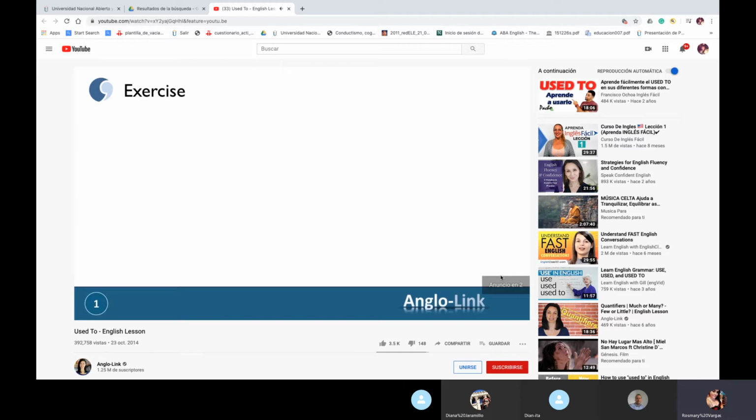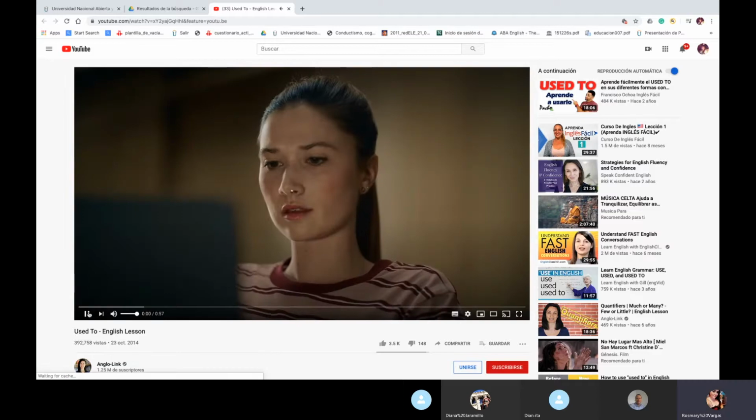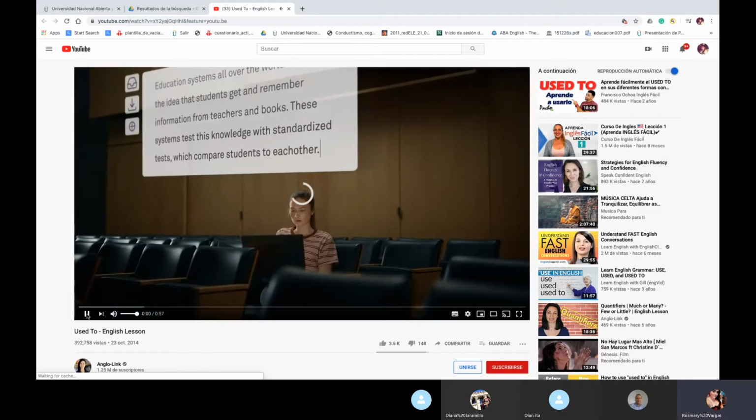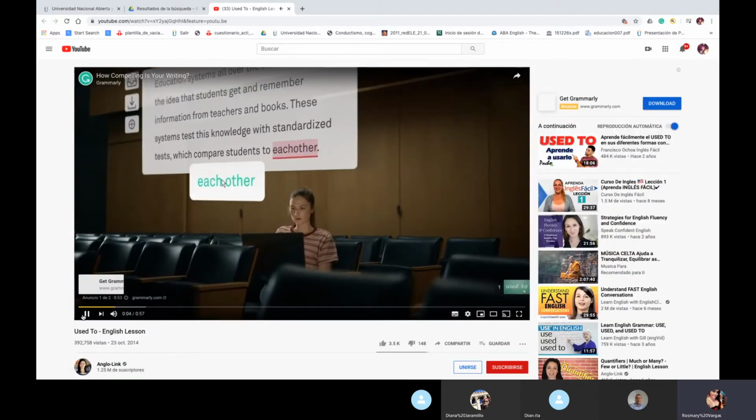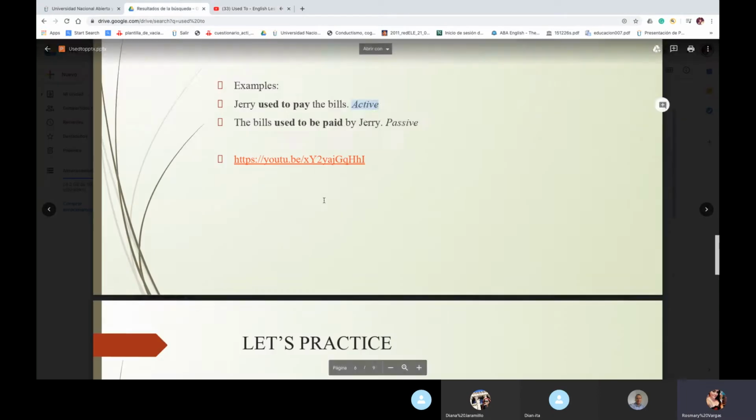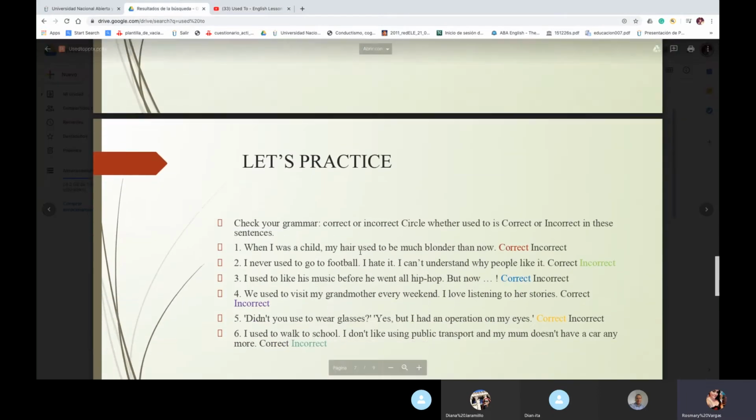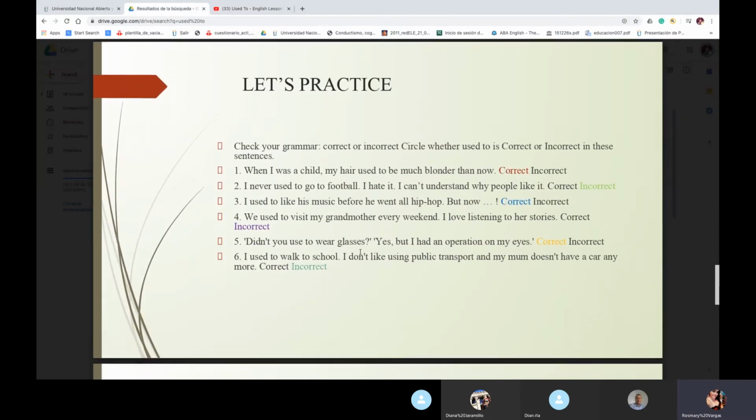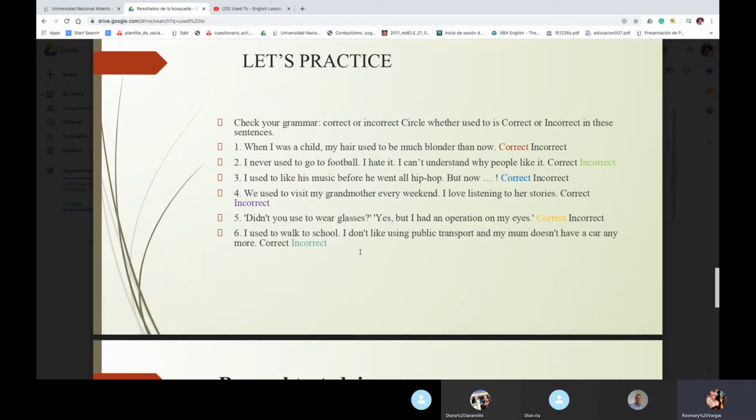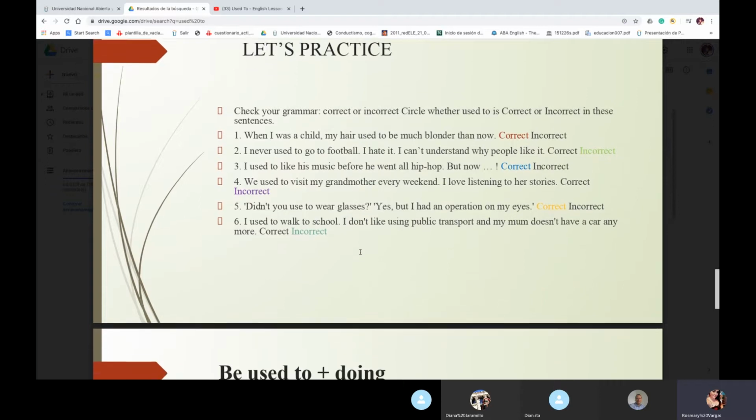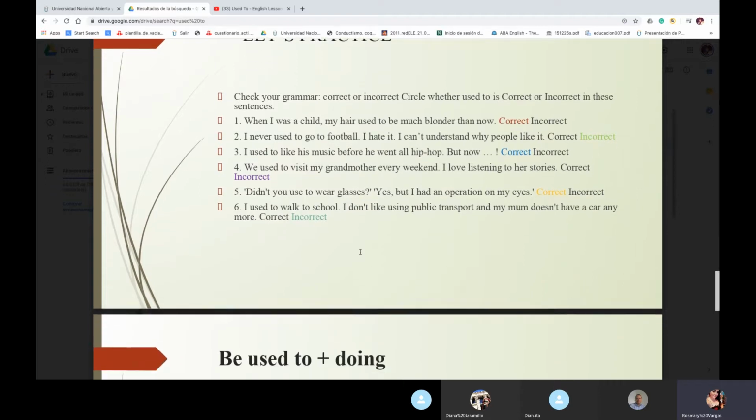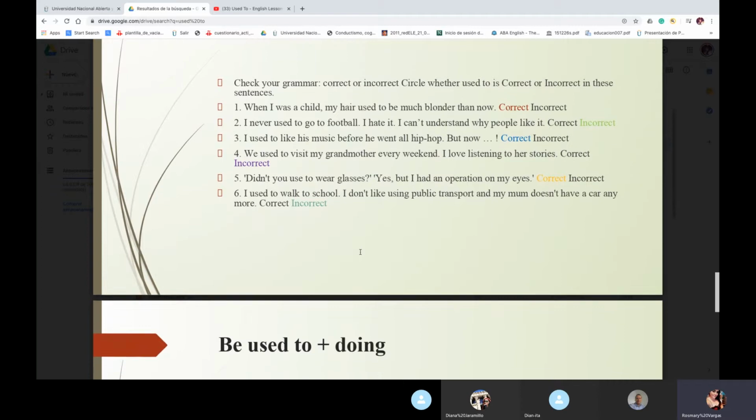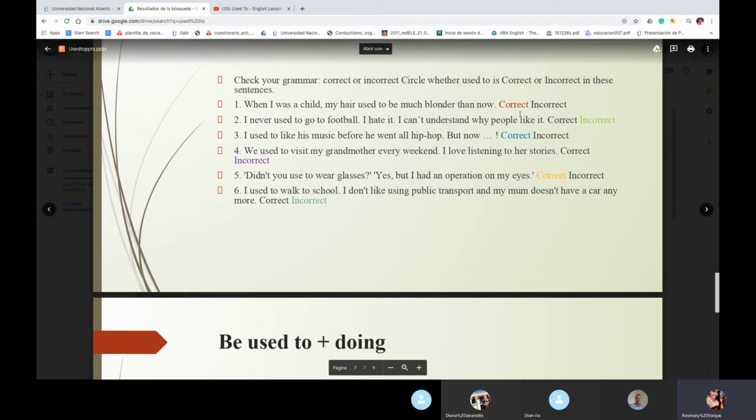Right, let's finish with an exercise. Good grammar and spelling are important. Okay, let's practice. Circle whether "used to" is correct or incorrect in these sentences.